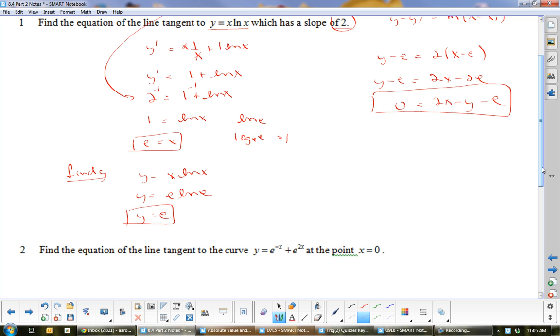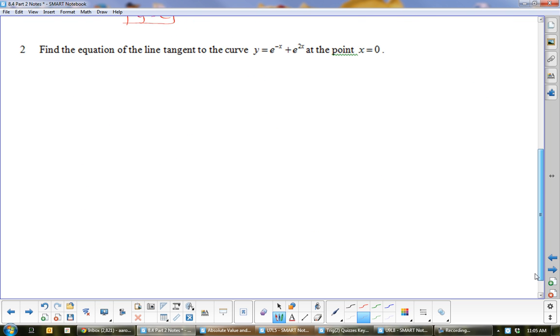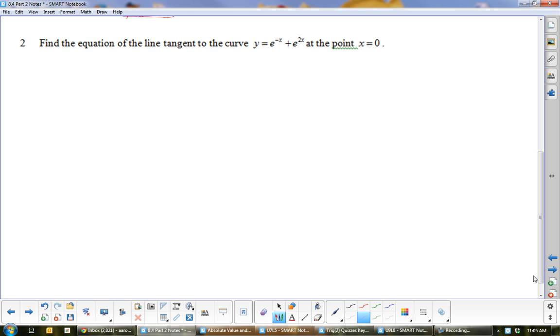Okay, so this one is a lot easier than the other ones you've been doing in the last unit. Find the equation of the line tangent to this curve at the point x equals 0. So I know the x, but I do not know the slope. I also know the y, right? I can find the y quite easily, but let's find the slope. So we can do the derivative.